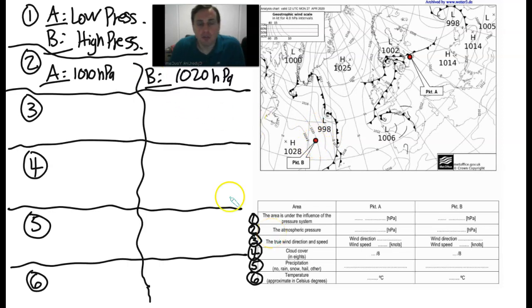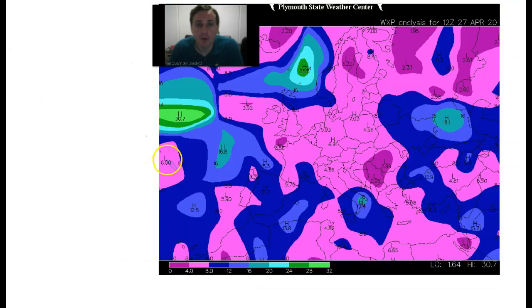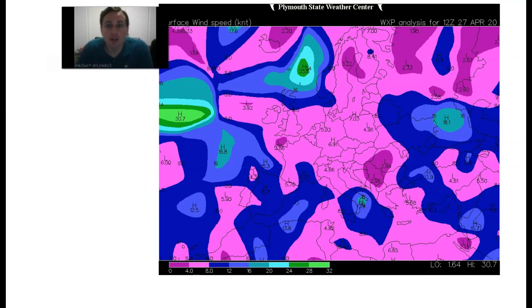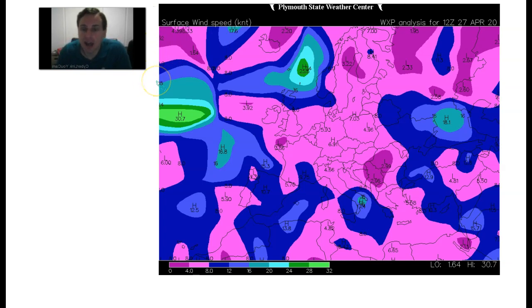Let's move on to number 3. Let's first do wind speed, like we've done before. So again, using Plymouth State University, here I have wind speed. And again, we want locations approximately here and locations way down here. Now this is a little bit off the map, so we'll have to estimate. But notice that here we've got about 7.03 knots. So let's say about 7 knots.